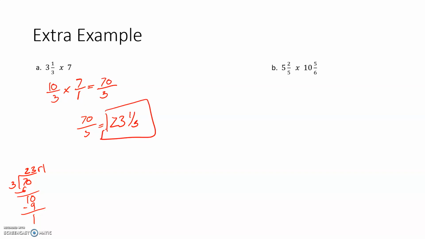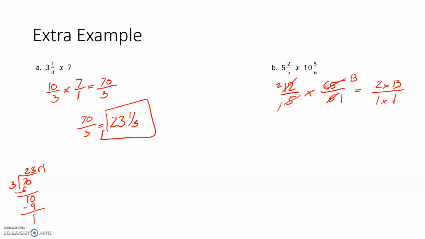All right, letter B. So now I have two mixed numbers. Well, once again, same steps. Convert both into improper fractions. So I got 12 fifths times 65 sixths. Right? On this one, I can cross cancel. I can cross out all four of them. So 12 and 6, the common factor is 6. So I'm going to divide both by 6, and I get 2. That becomes 1. And 5 and 65, 5 is the common factor, so both divided by 5 would be 1. 65 divided by 5 would be 13. All right, so now my problem becomes 2 times 13 over 1 times 1.